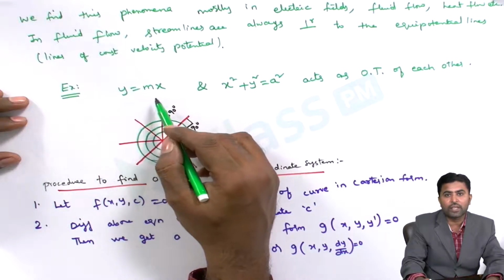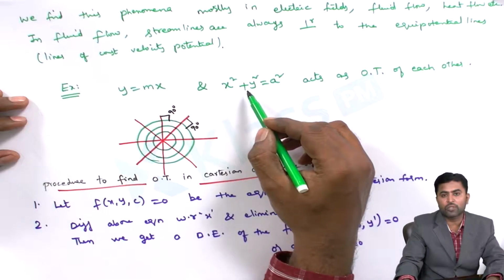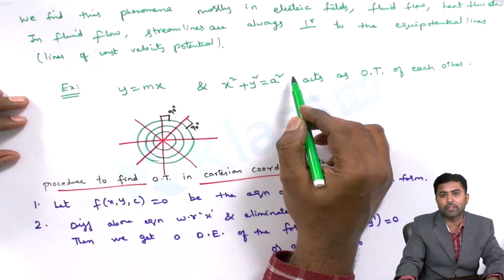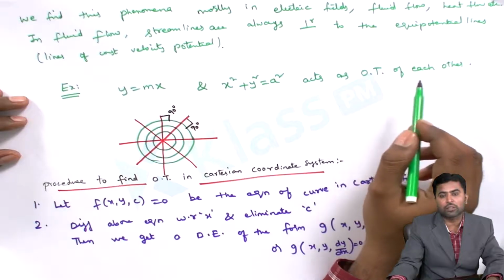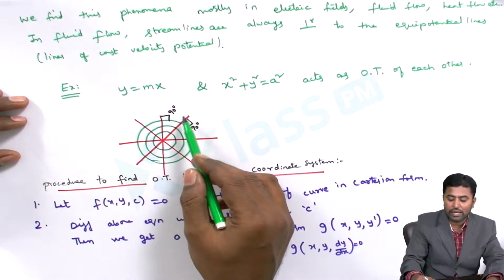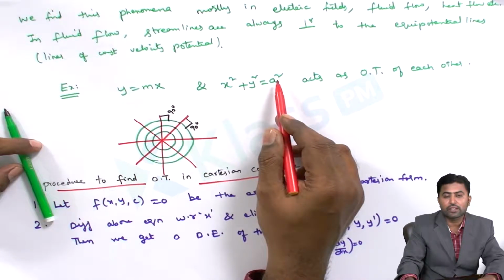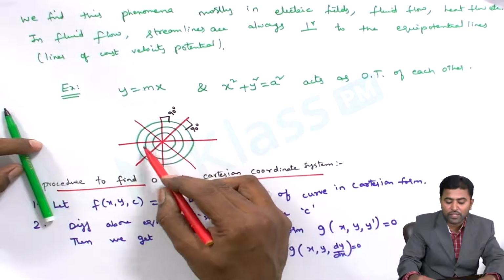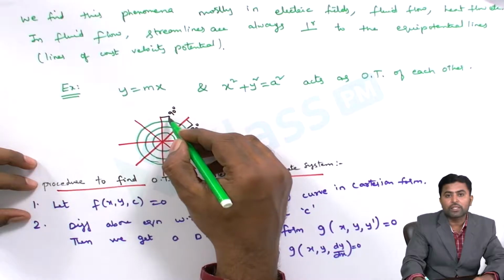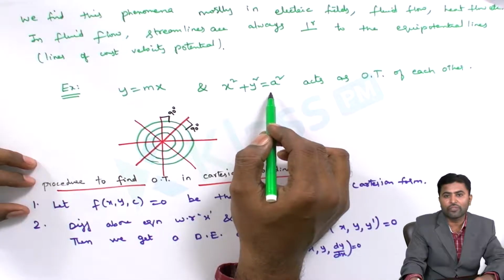If we see here, y equal to mx gives a family of straight lines where m represents the slope, and x square plus y square equal to a square gives the family of circles where a is the parameter. They both act as orthogonal trajectories to each other. By varying the slope m, we can have the family of straight lines like this, and by varying the radius a, we can have the family of circles like this. You can observe from this figure that the angle between them is 90 degrees. That's the reason we call these two orthogonal trajectories of each other.